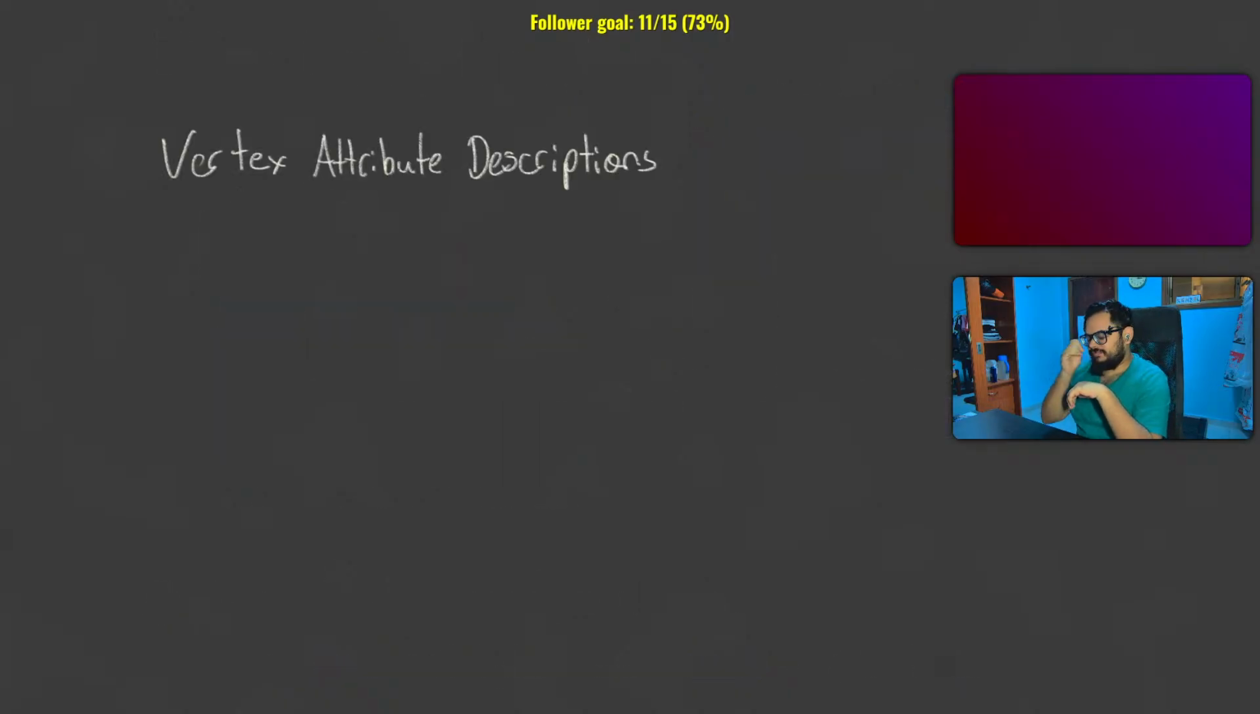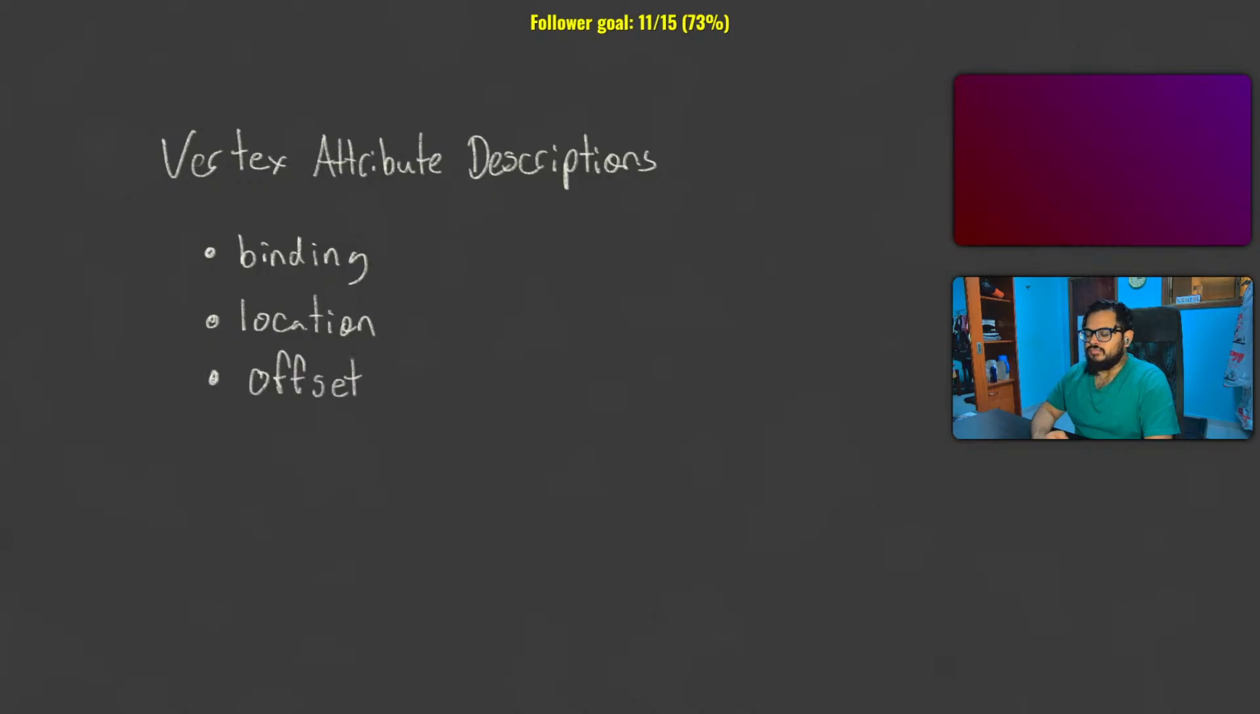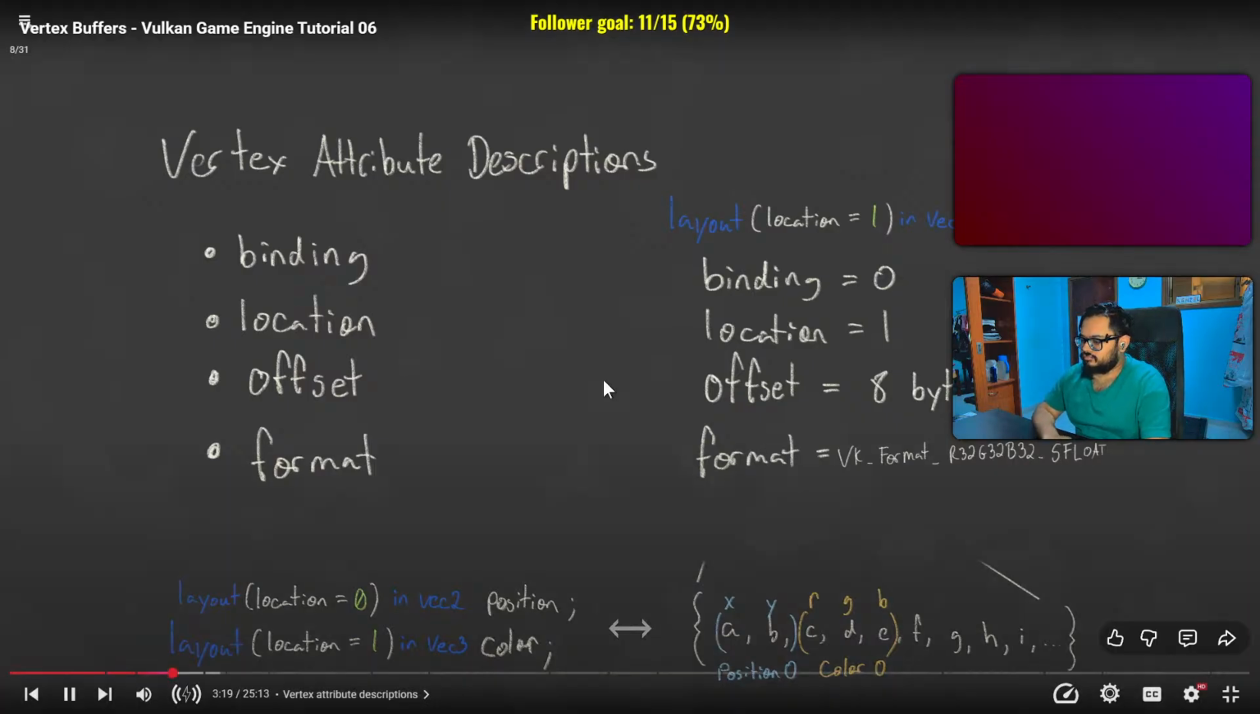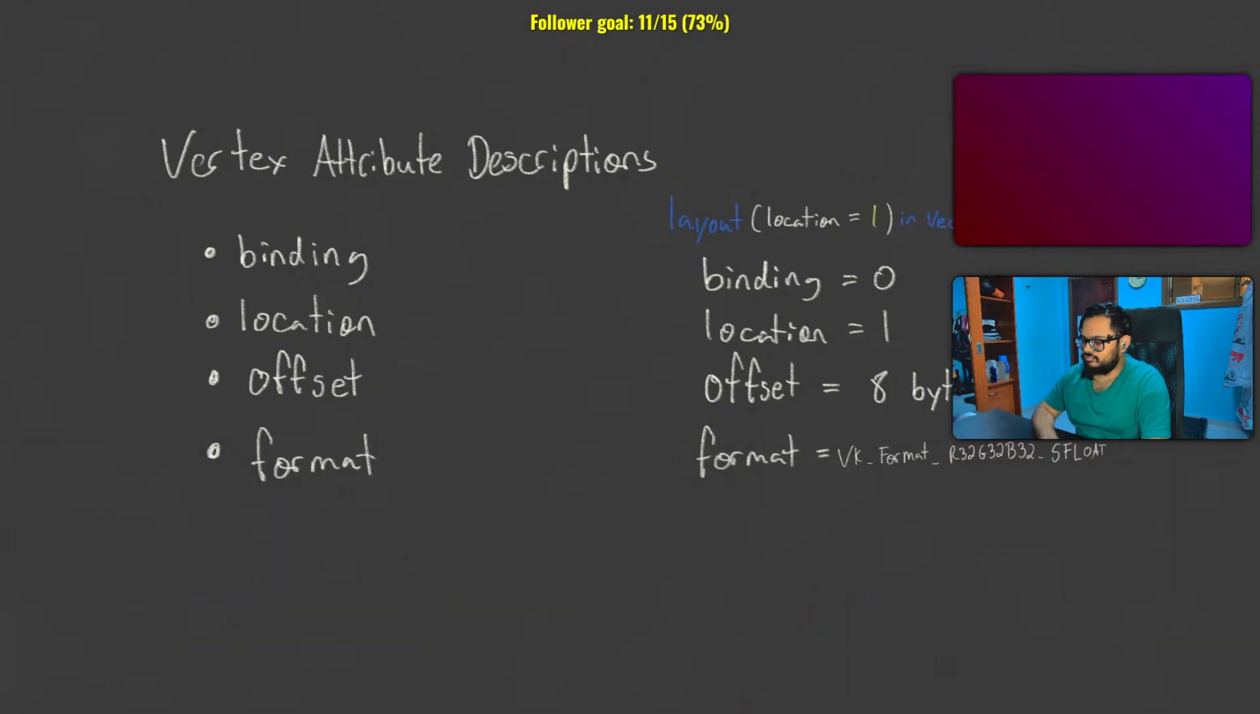Attribute descriptions need 4 pieces of information: the binding index for the vertex buffer the attribute is located in, the location value for the input in the vertex shader, the offset of the attribute in bytes from the vertex start, and a VK format value describing the type of data. For example, our color attribute could be in our first buffer at binding index 0. And the location we specified in the vertex shader is location 1. The offset would be 8 because the position has 4 bytes for the x component plus another 4 bytes for the y component. Therefore, the color attribute values start at an offset of 8 bytes from the start of the vertex data. And finally, the format specifies the data type of the attribute. So the color attribute is a vec3, which corresponds to VK format R32 G32 B32 SFloat.